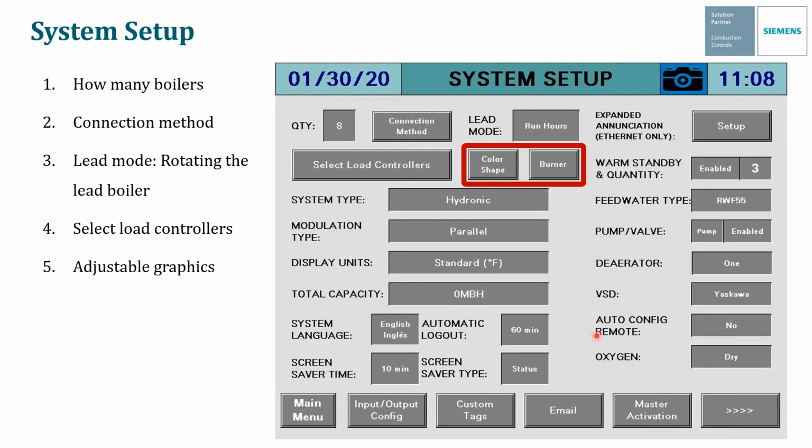The color, shape, and burner buttons here are the adjustable graphics that we talked about. If you open up these buttons, it'll give you a little menu to change the color of the boiler, change the shape of the boiler, and change the burner type, and that way you can make each boiler look exactly the way it is in the boiler room.